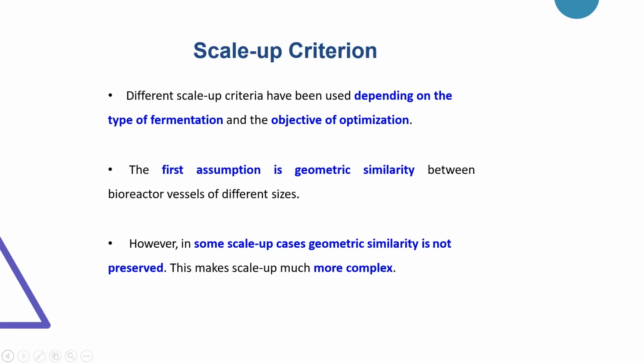So the first assumption is that when you are going for scale up, you must maintain a geometric similarity between the bioreactor vessels. What do I mean by geometric similarity? Normally, as a thumb rule, the height to diameter ratio in bioreactors is 3:1. The height of the bioreactor should be 3 times the diameter of the bioreactor. So maintain this constant ratio when you're going for the scale up, right?